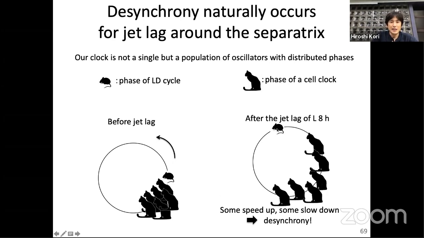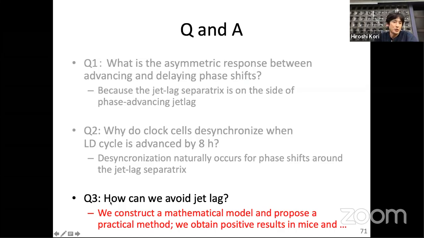And if the LD cycle is suddenly shifted, then some oscillators try to speed up and some oscillators try to slow down. And so as a transient process, we have desynchrony. So we believe that this is actually what is happening in our brain. And the final question is, how can we avoid jet lag?